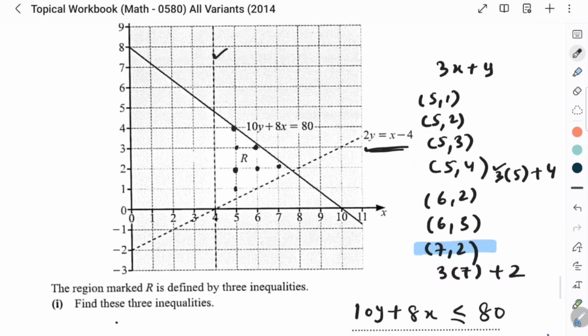So that was the last question, and you have learned how to shade the region, how to find the largest or the smallest value or the coordinates in the region, and you also learned how to find the inequalities if the lines are already drawn.